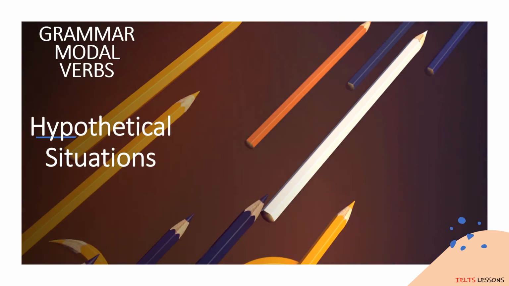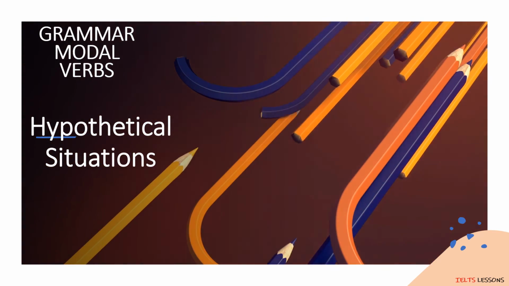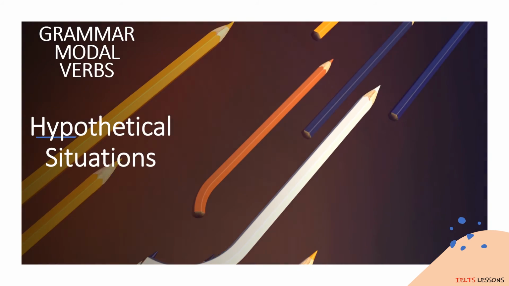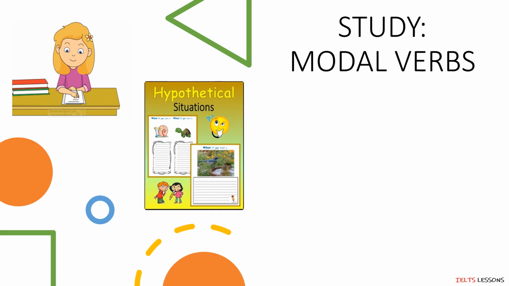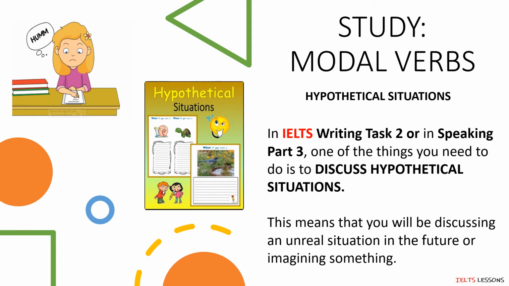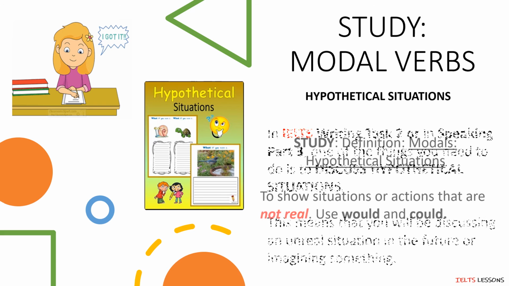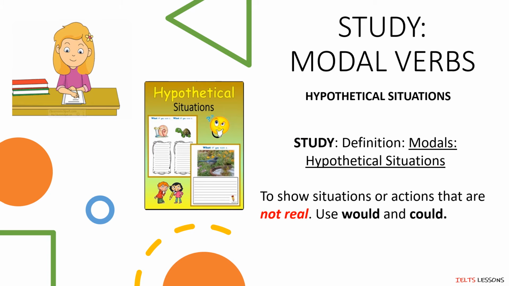So the last but not the least, in IELTS Writing Task 2 or even in Speaking Part 3, one of the things you need to do is to discuss hypothetical situations. And what are these hypothetical situations? This means that you will be discussing an unreal situation in the future or imagining something. It is when we want to show situations or actions that are not real. And in this case, we have to use modal verbs would and could.